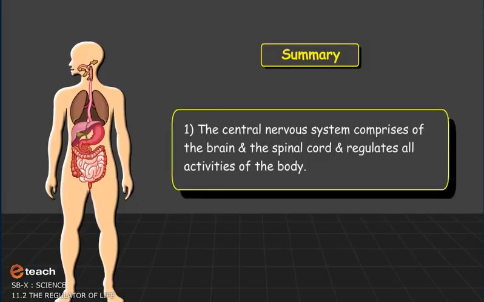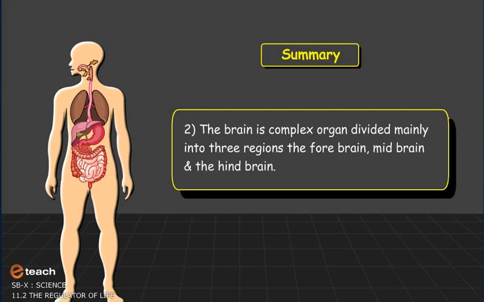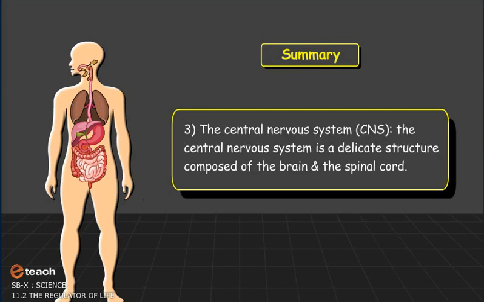Summary. The central nervous system comprises the brain and the spinal cord and regulates all activities of the body. The brain is a complex organ divided mainly into three regions: the forebrain, midbrain, and the hindbrain. The central nervous system, that is CNS, is the delicate structure composed of the brain and the spinal cord.